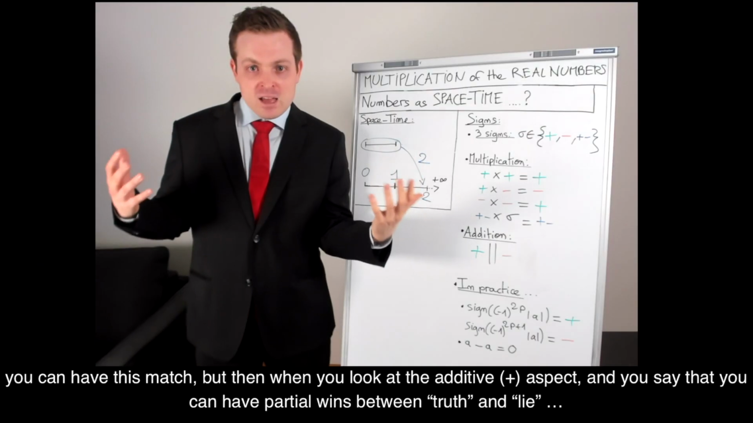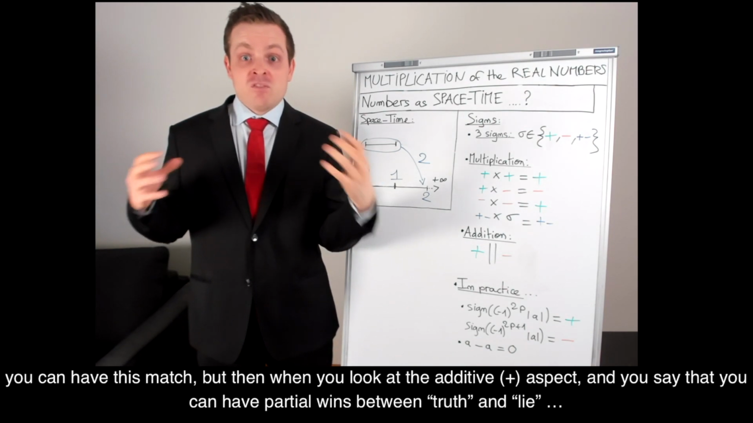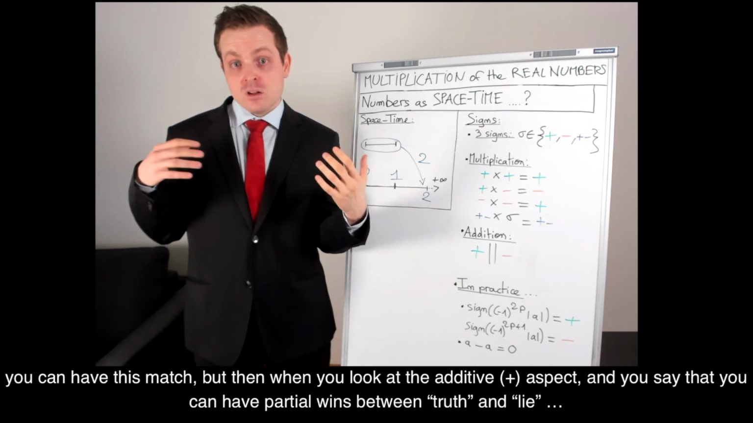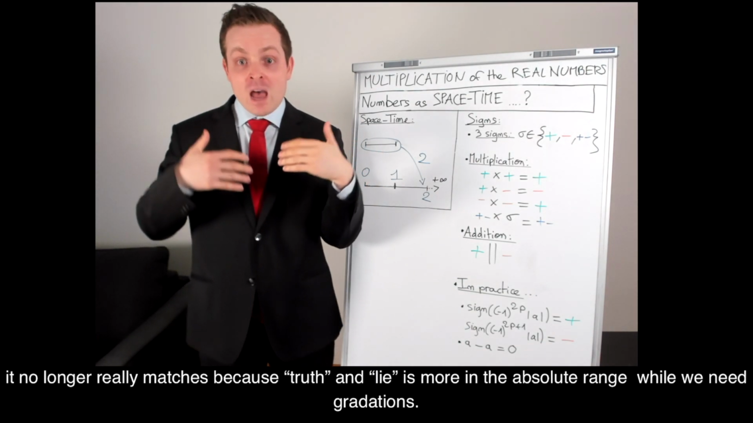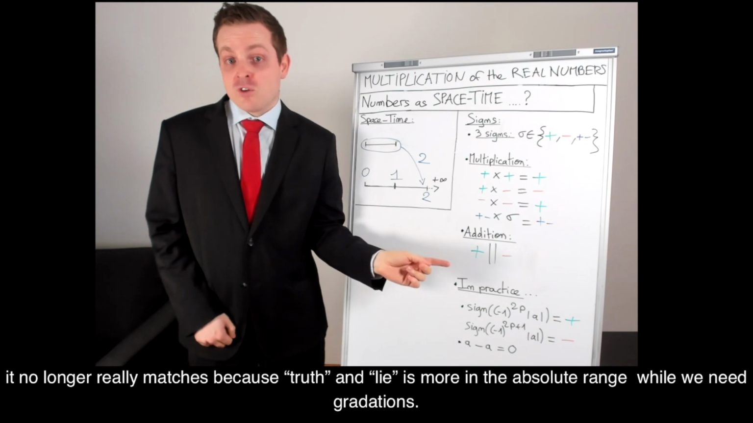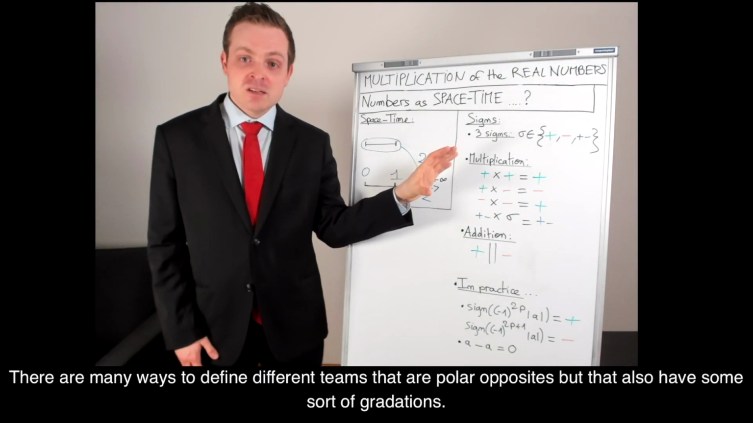So you can have this match, but then when you look at the additive aspect and you say that you can have partial wins between truth and lie, then it doesn't really match, because truth and lie is more in the absolute range, while we need gradations. There are many ways to define different teams that are polar opposite, but that also have some sort of gradations.